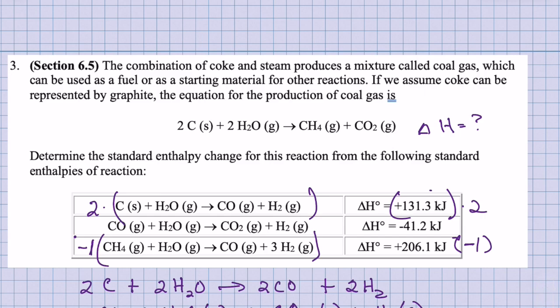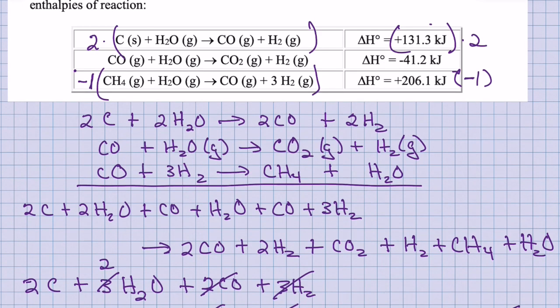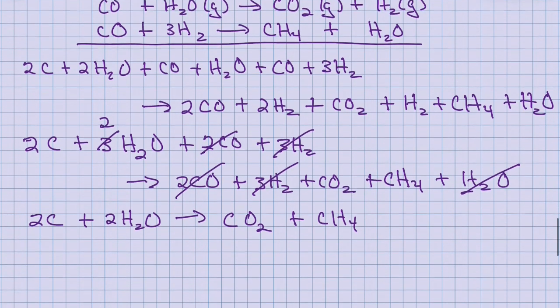So that works. So again, what we did was we took our first reaction, multiplied it by 2. We're adding to that the second reaction, which we're not changing, and then we're reversing that third reaction. So to get the overall enthalpy change, we multiplied the first reaction by 2, so we're going to multiply that enthalpy change by 2. Second reaction is unchanged, so we're just going to have negative 41.2. Third reaction we reverse, so we multiply that by negative 1, and we add those together.